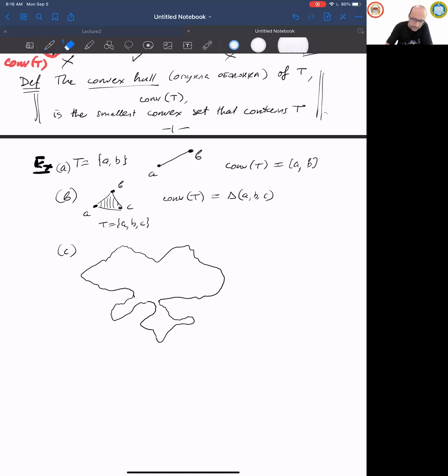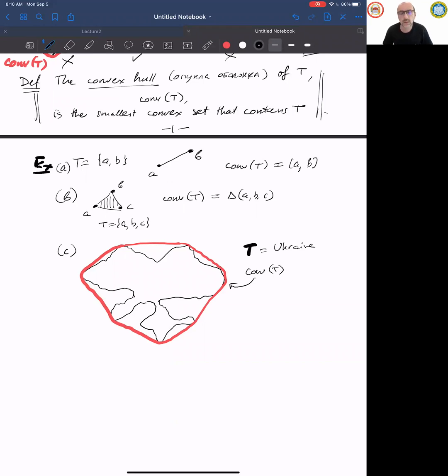So if we have that, then the convex hull of Ukraine would be this, right? You just kind of go around Ukraine in this manner and do something like that. So if T is a map of Ukraine, then the convex hull of T is this red thing. Also, if T was just a boundary of Ukraine, that would not change the convex hull, right? If we just do this line, the convex hull of it will still be the same. Okay, got it.